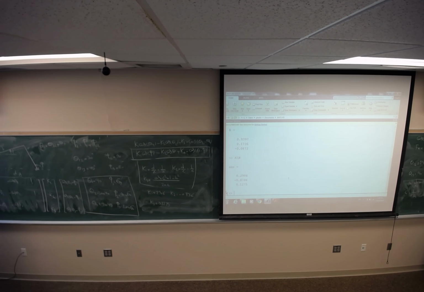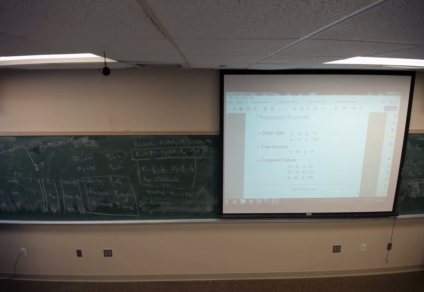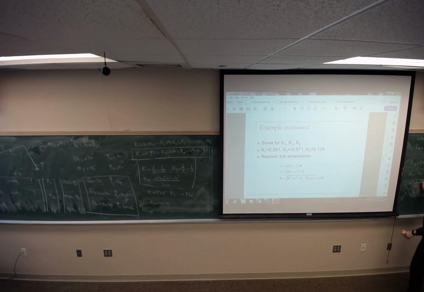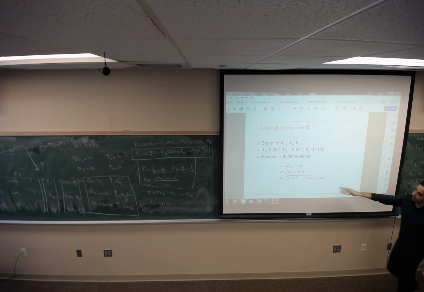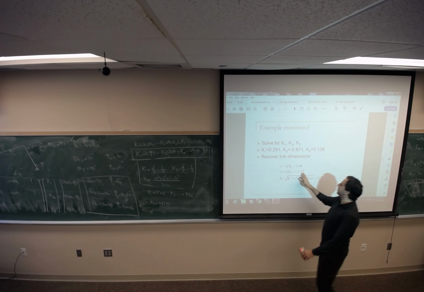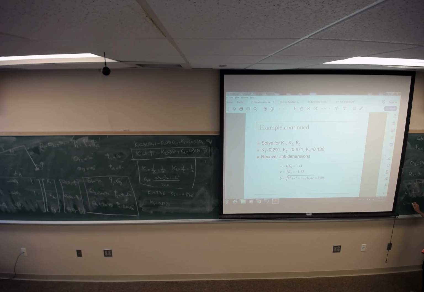Back to the slides. A is going to be 3.44. For C, we got K2 negative. So 1 over C is going to be negative 1.15. But the length cannot be negative. I'll show you how we can handle this.